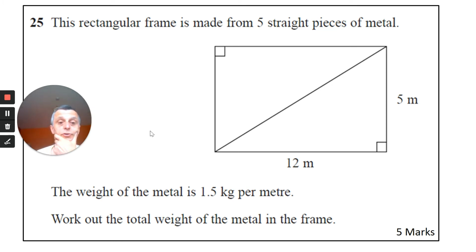So we're told we've got a rectangular frame made from 5 pieces of metal. These pieces of metal are straight, and we're given a length there, we're given a length there. We're not told that one, we're not told that one, and we're not told that one. And we're told that the weight of the metal is 1.5 kilograms per meter. So for every meter, it's 1.5 kilograms. And we need to work out the total weight of the metal in the frame.